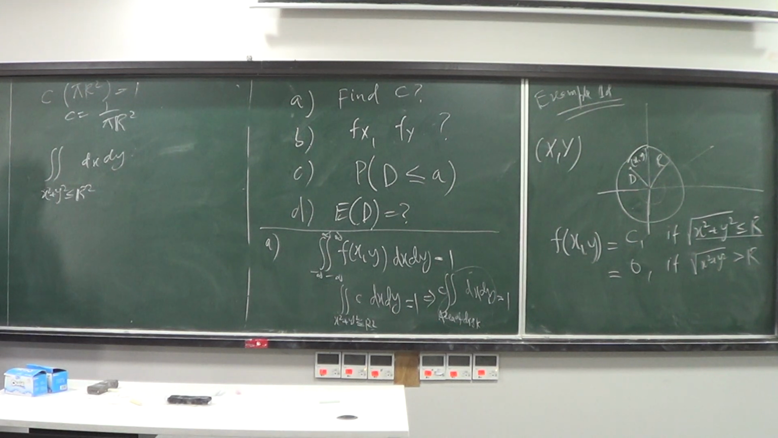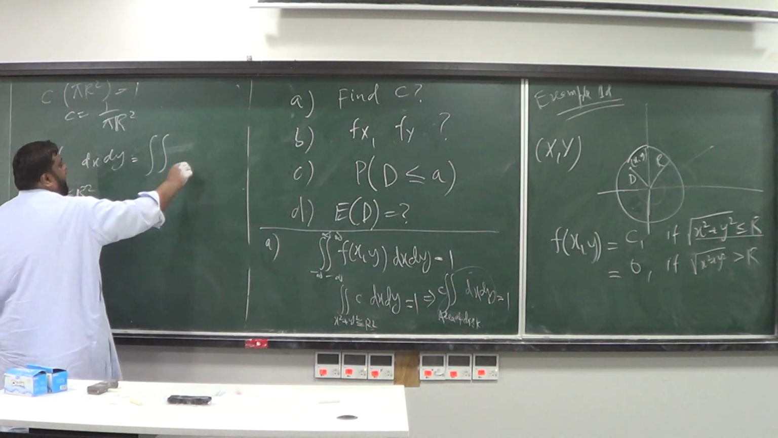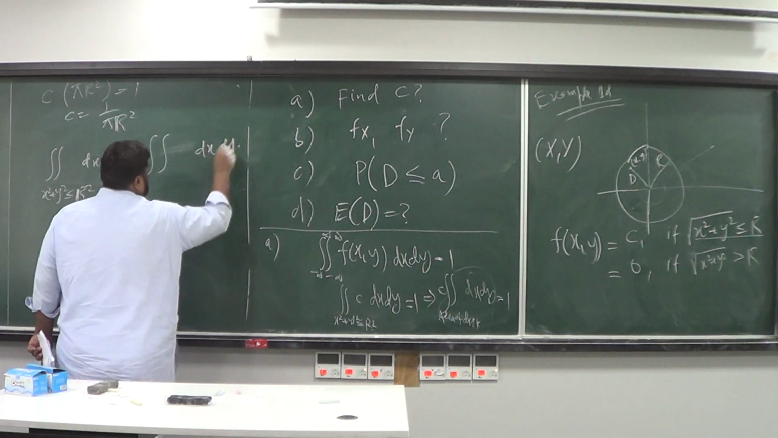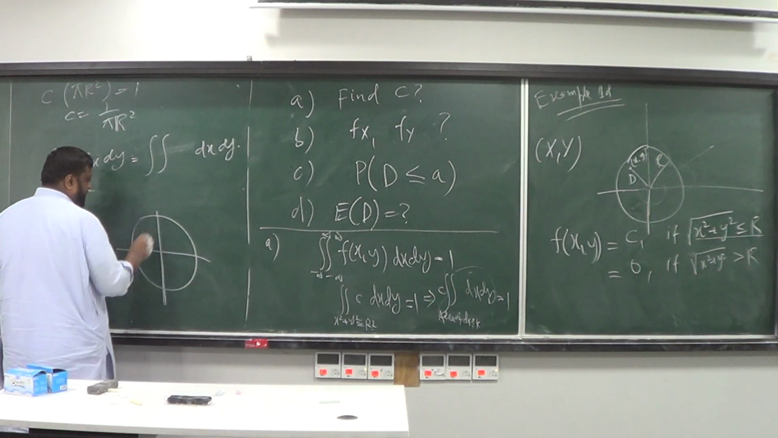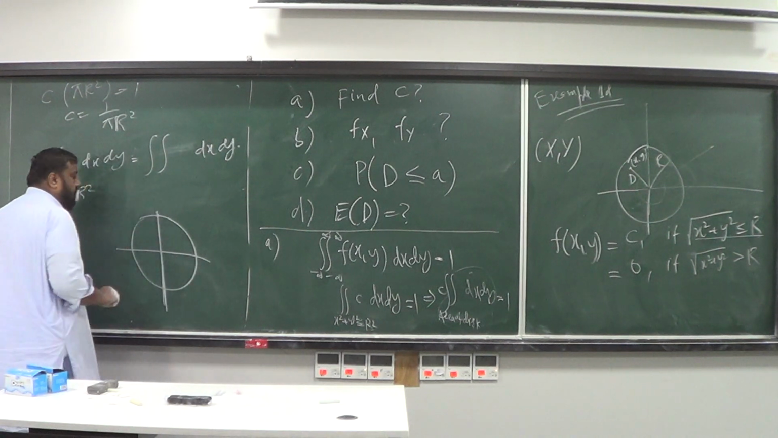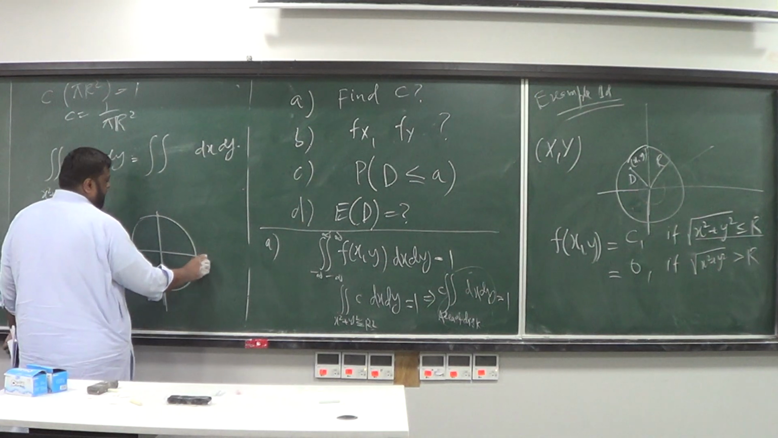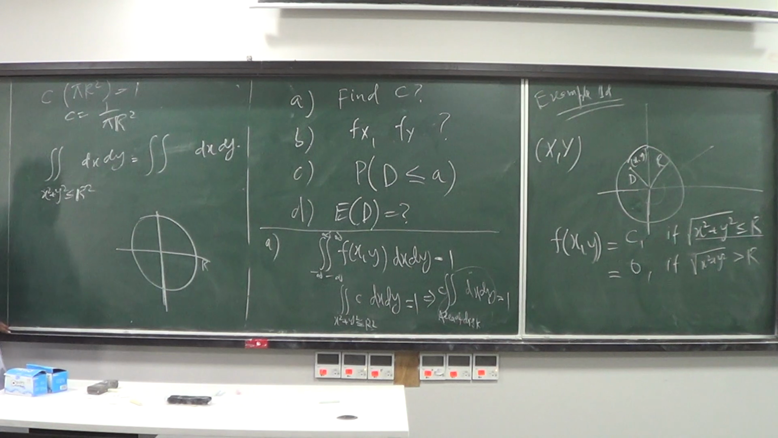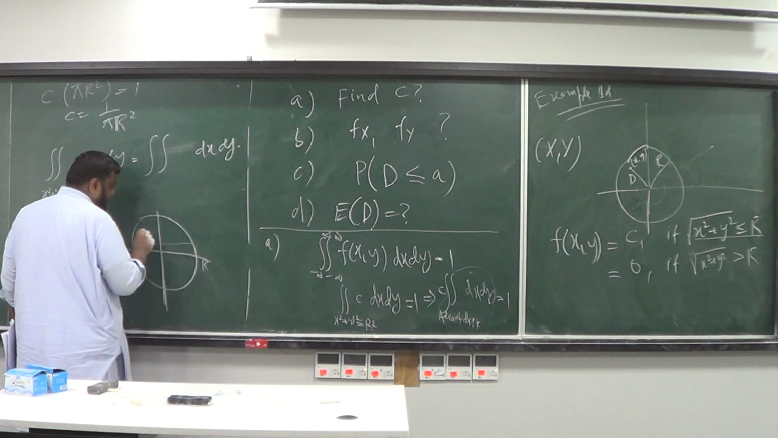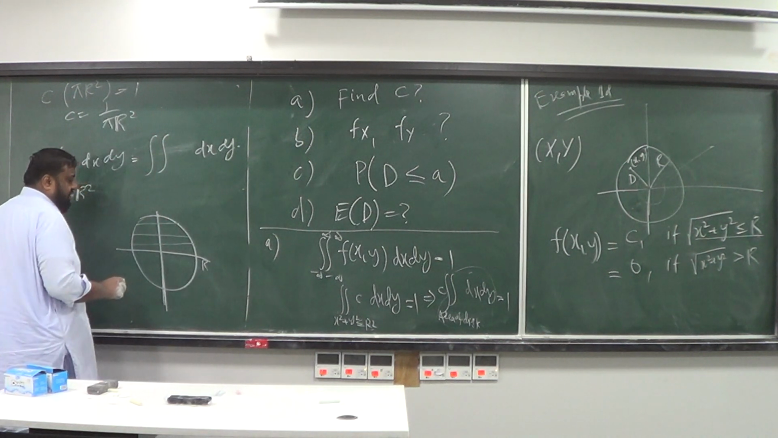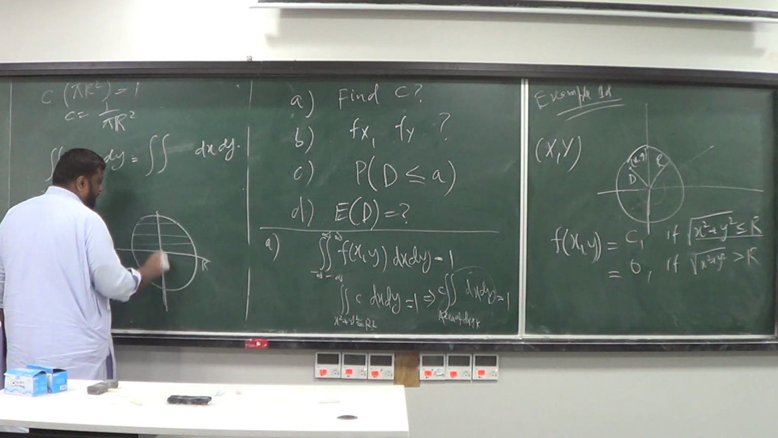And in order to compute this, there can be several ways. For example, one way could be to have an explicit limit on x and y. If I have a disk that starts from zero and has a radius r everywhere, then how can I write it? So x can be anything from here to here, and y can be anything between these two numbers.